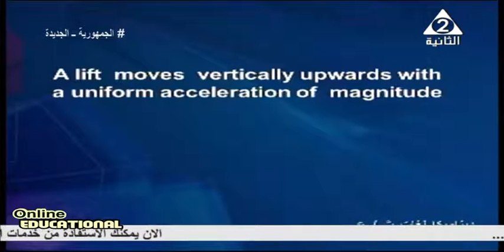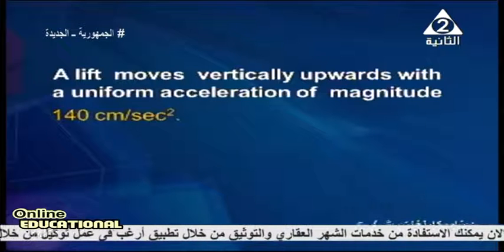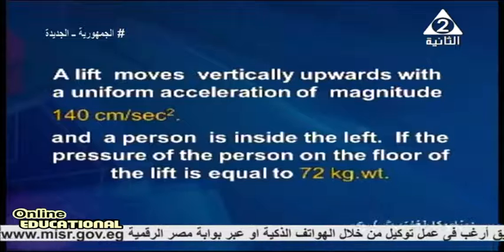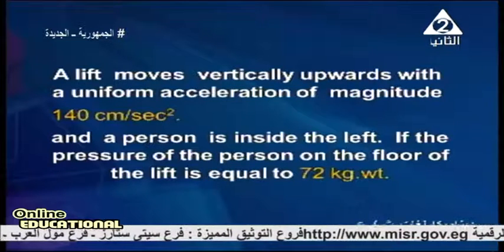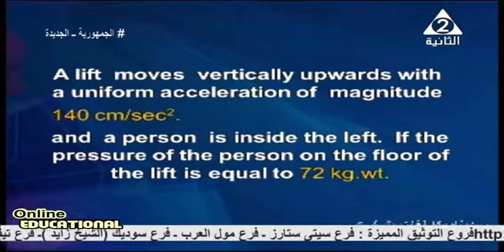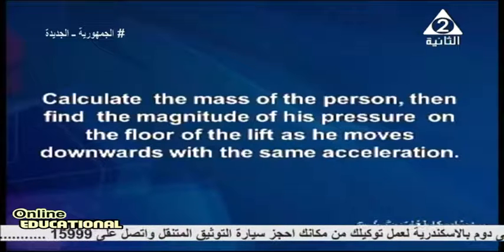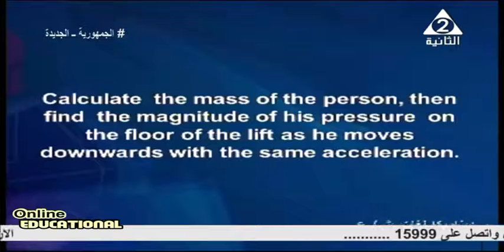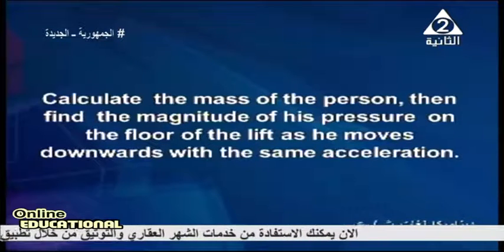A lift moves vertically upward with a uniform acceleration of magnitude 140 centimeter per second square, and a person is inside the lift. If the pressure of the person on the floor of the lift is equal to 72 kilogram weight, calculate the mass of the person, then find the magnitude of his pressure on the floor of the lift as he moves downward with the same acceleration.